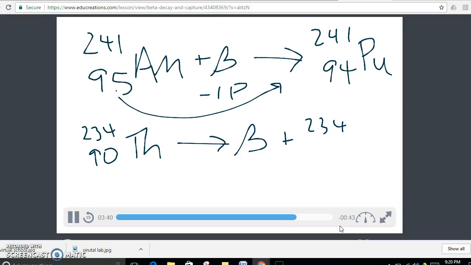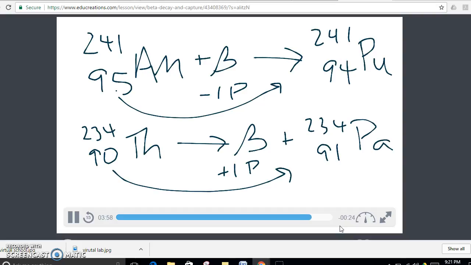But in this case, because I am going to be losing a beta particle, that's the same thing as gaining a proton. Because remember, a neutron turns into a proton. So 90 becomes 91, and I now have element Pa. So it just depends whether you are gaining or you are losing. You're doing the positron capture or you're losing an actual beta particle. It's just a matter of memorizing what happens in each one.